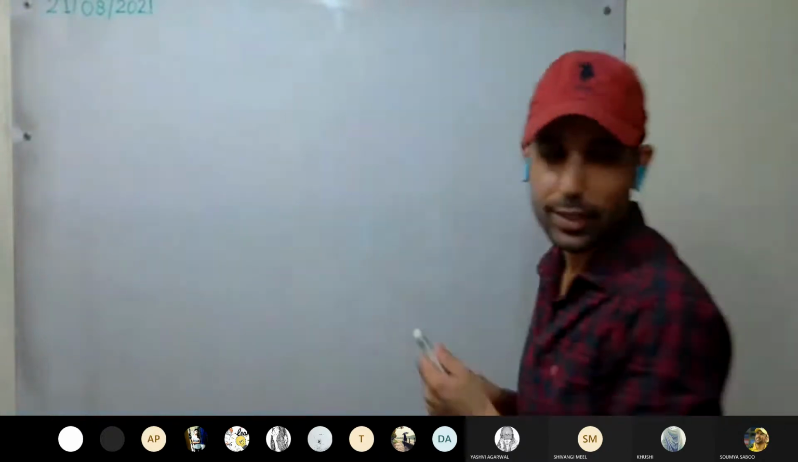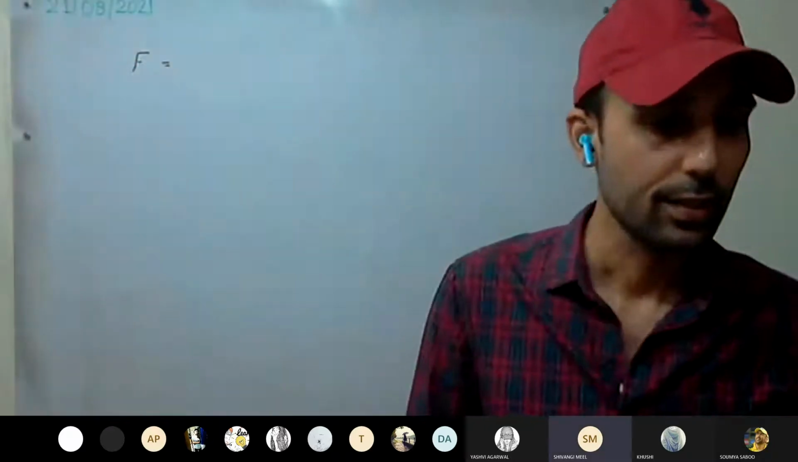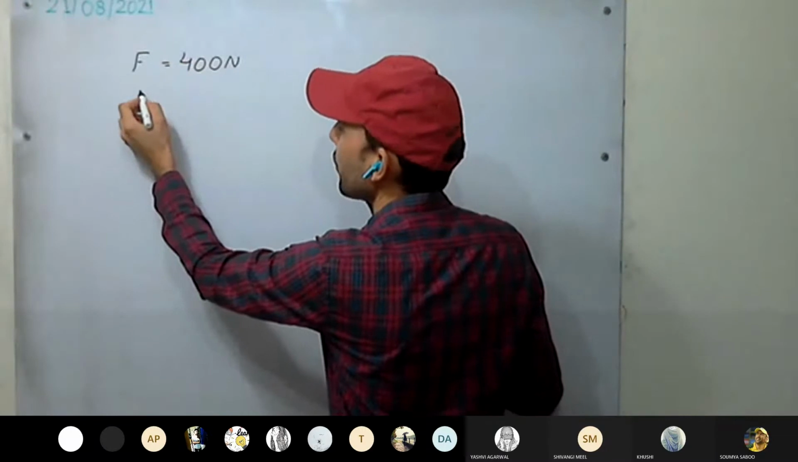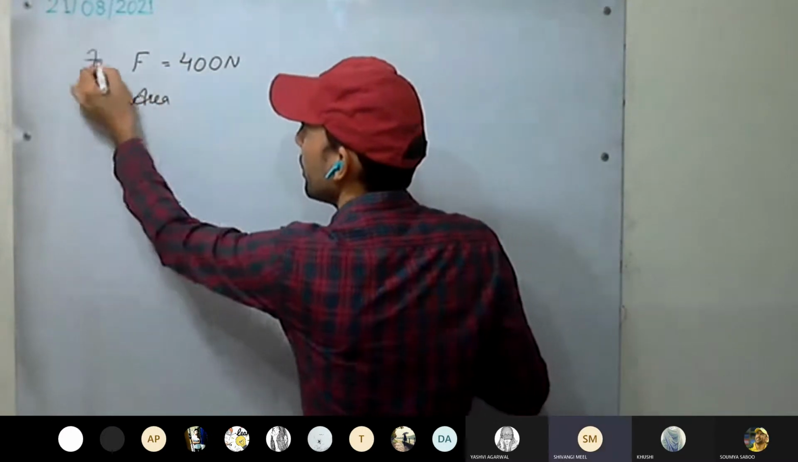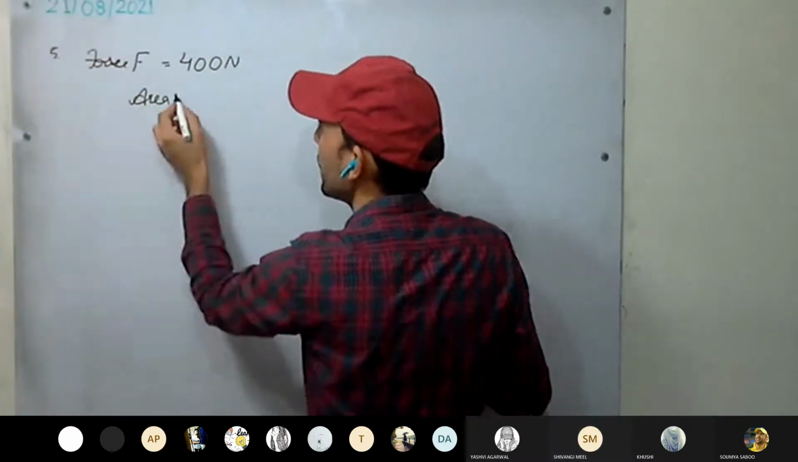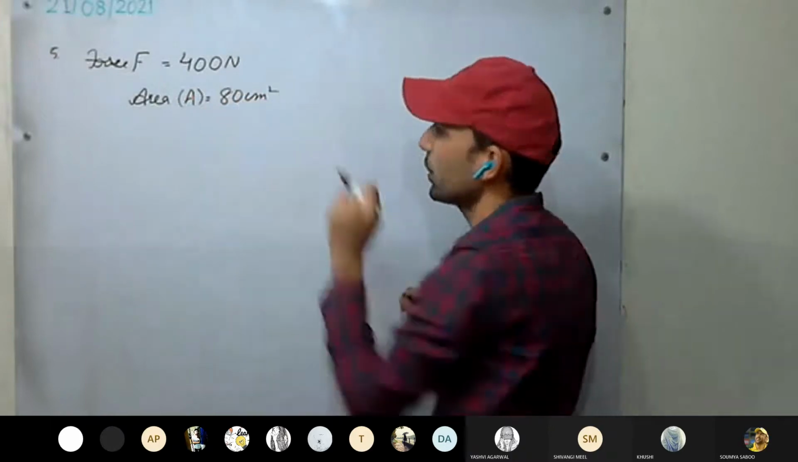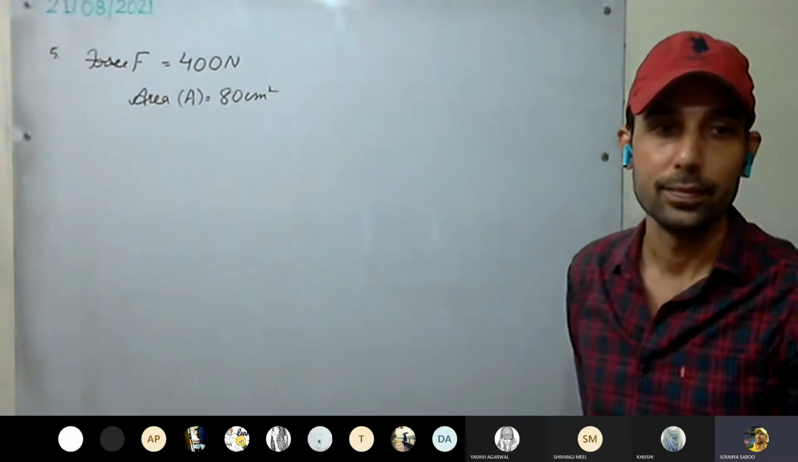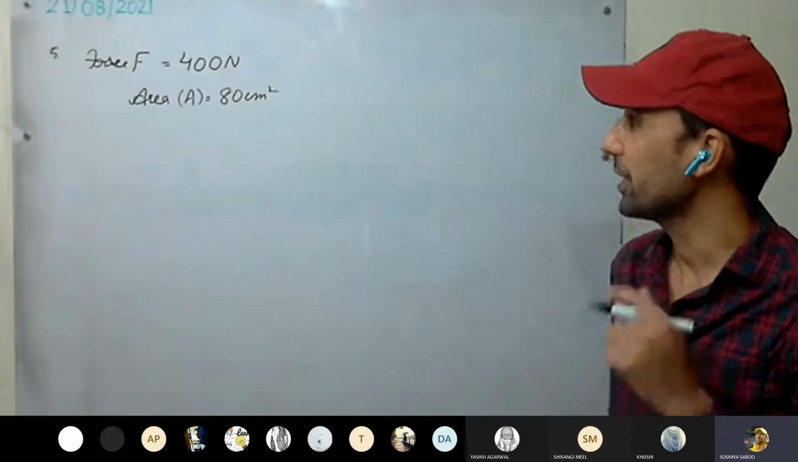So we have to calculate the pressure exerted by the force. Force is given how much? 400 Newton. Okay, it's the SI unit. And what is the area? 80 centimeter square. Force F, 400 Newton. Area A, 80 centimeters square. Convert it into meter square. How to convert it into meter square? That's 0.8 meter square.